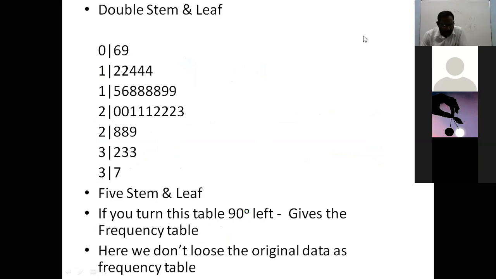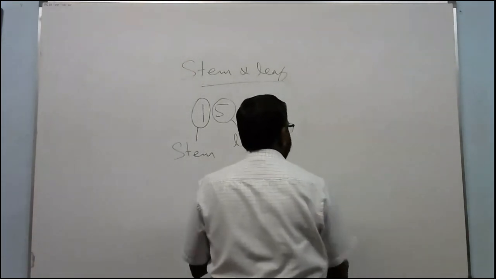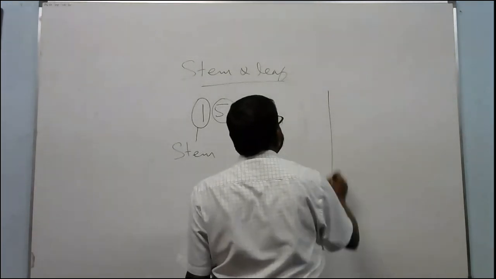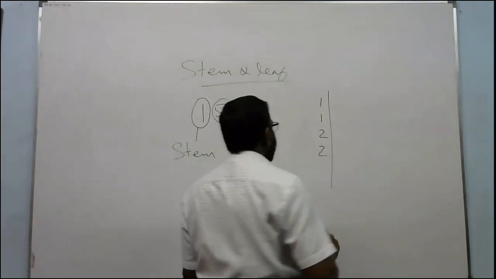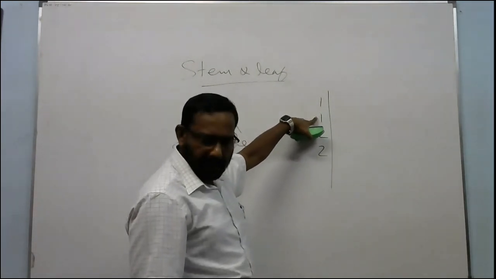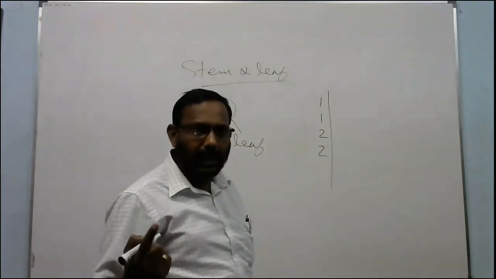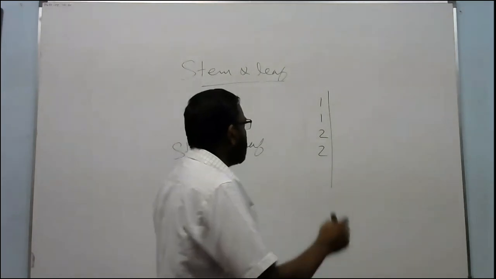Right. The second category is called double stem and leaf. What is a double stem and leaf? Look here. How many stems are there on the same value? 1 is repeated here, isn't it? 2 is repeated. So double stem. Earlier it was a single stem. Now it is a double stem.